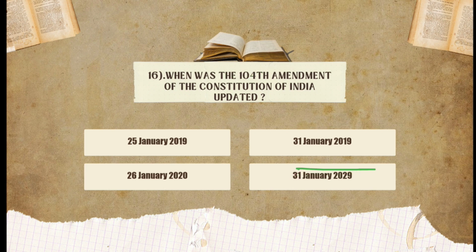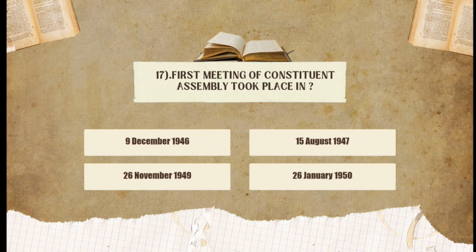Okay, next question, question number 17, and the last question of today's session. The first meeting of the Constituent Assembly took place in which year? The options are: A, 9 December 1946; B, 26 November 1949; C, 15 August 1947; and D, 26 January 1950. The correct answer for question number 17 is that the first meeting of the Constituent Assembly took place on 9 December 1946.